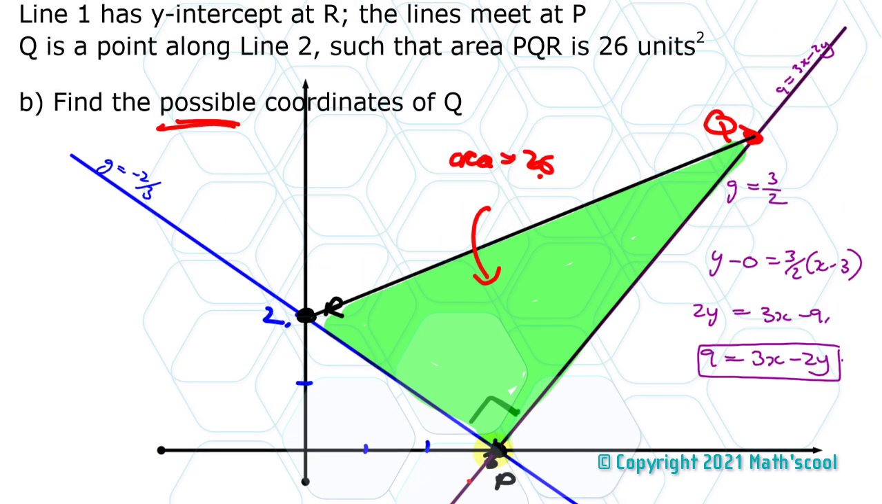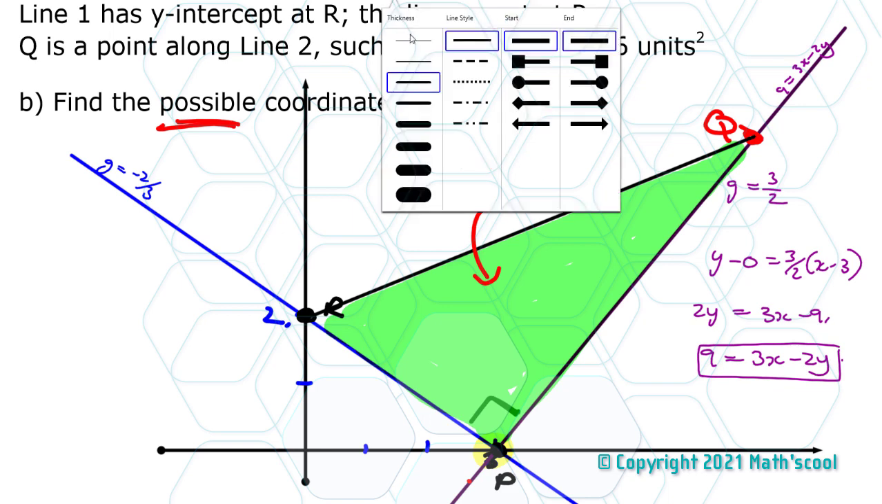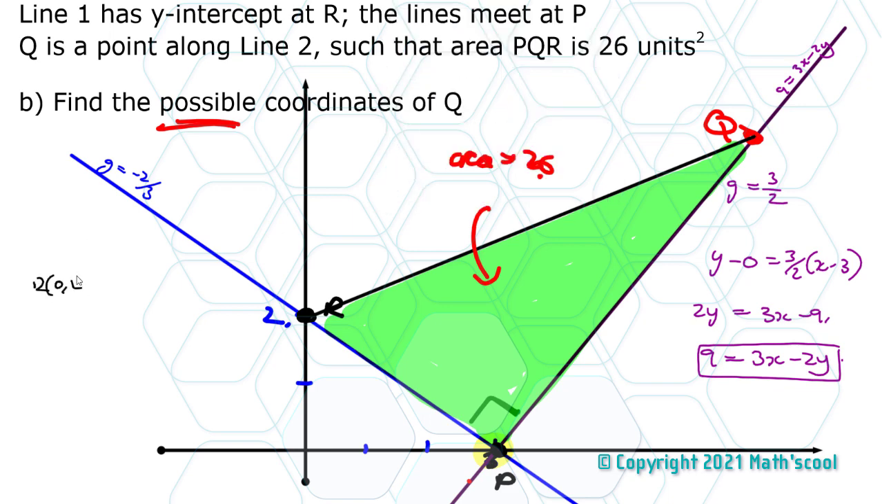Okay, right, so how are we going to do this? Well, first thing I'm going to do is say area is half base times height, and so I want to work out this length here. The coordinates are R is 0, 2, and P is 3, 0, and then subtract them. So 2 minus 3, square them, add them, and square root it is the length of RP. So RP is 13 square rooted, root 13. So this length here is root 13, and that's going to be my base.